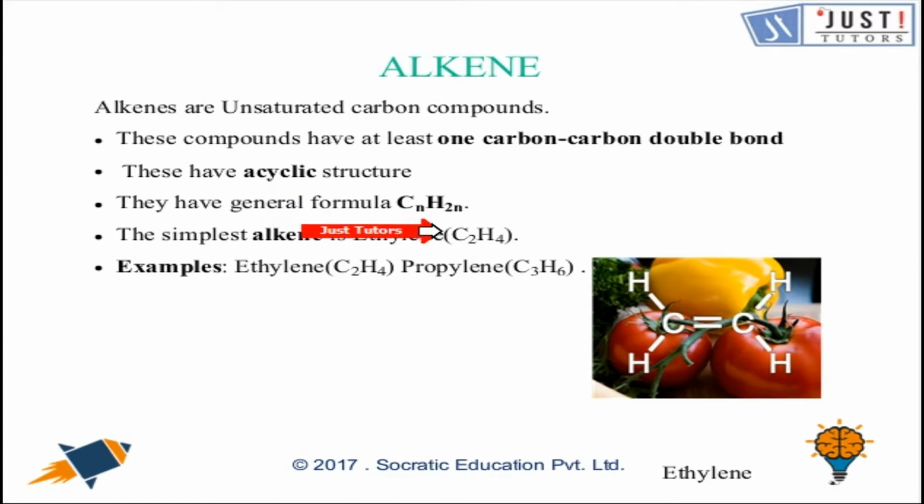So let's say we have 2 atoms of carbon, so we put 2 here, and 2 times 2 is 4. So we have ethene or ethylene, which is C2H4. In the same way, if we have 3 carbon atoms, then it would be 6, so this would be propylene or propene, C3H6. We are given the structure of ethene here. You can see we have a double bond here. That's why it is called alkene, and it is an unsaturated hydrocarbon, as we know. Now let's move on.